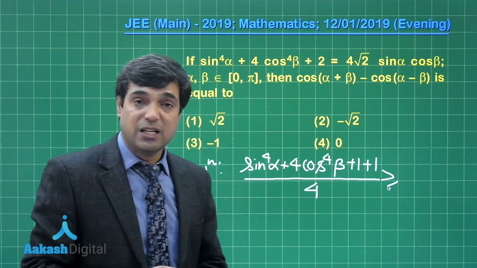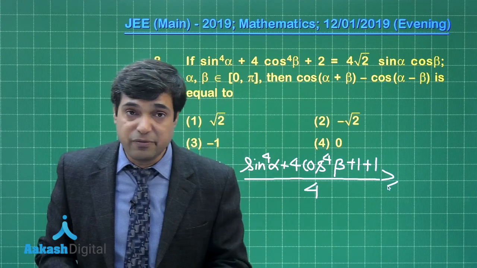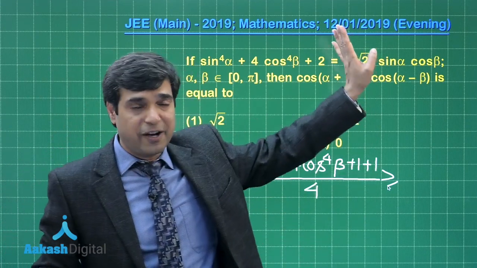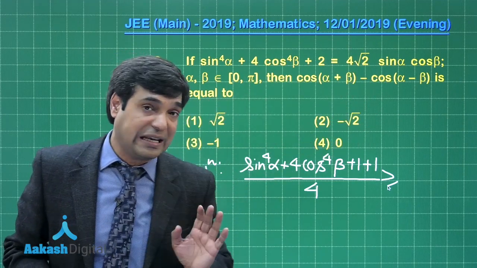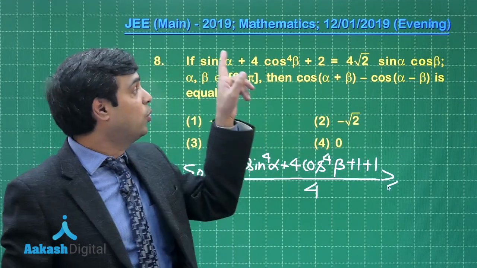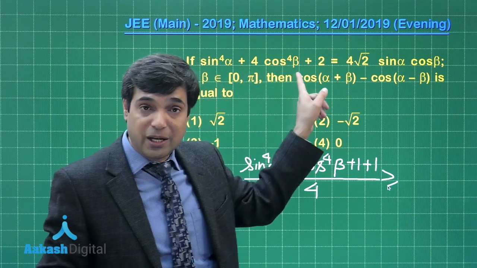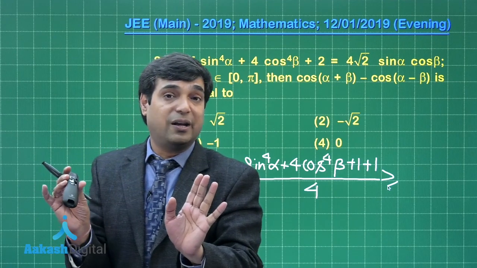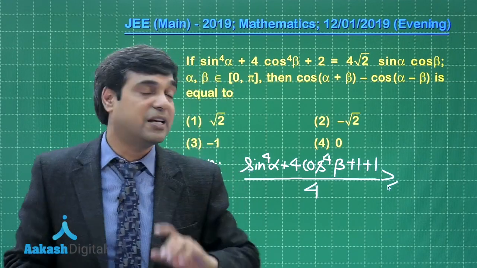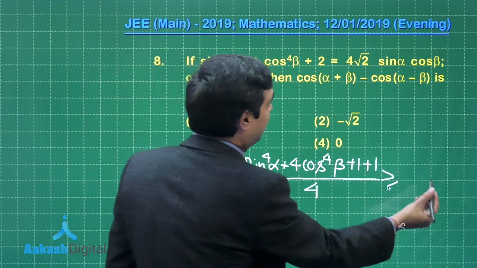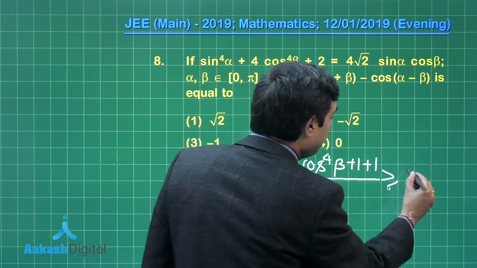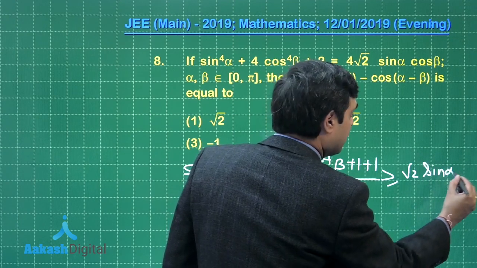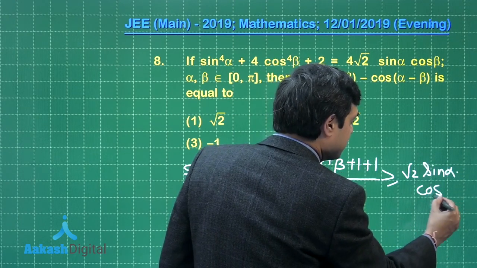plus 4cos⁴β plus 1, all divided by 4, is greater than or equal to the 4th root of the product. See, I am applying the AM-GM inequality, which is possible for positive values only. Here α, β in the interval 0 to π, sinα is positive, but cosβ can also take negative values. But when you look at this left hand side, which is absolutely positive, so RHS is also positive. For this equation, yes, I can think about the AM-GM inequality, there is no harm with that. And the product gives you simply √2 times sinα into cosβ.